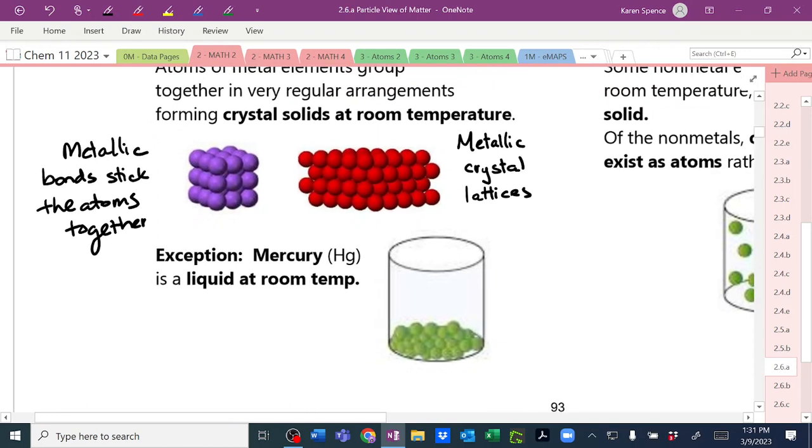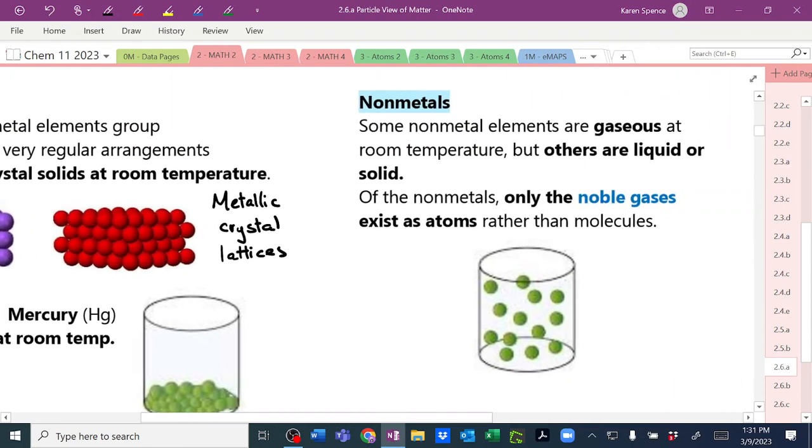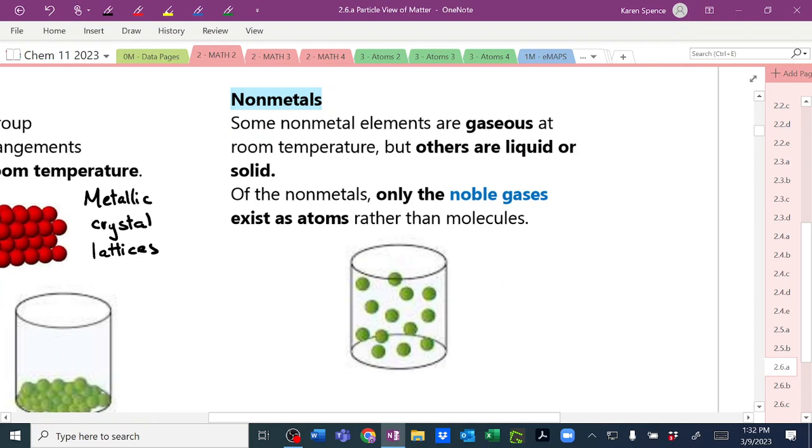Now your nonmetals. Nonmetals are different. Some of them are gases. You guys know the symbol for gas? Super difficult. G. Okay, that doesn't look much like a G. I'm going to try that again. G, that still doesn't look like a G. Let's go, there we go, that looks like a G. Okay, so they could be gaseous.